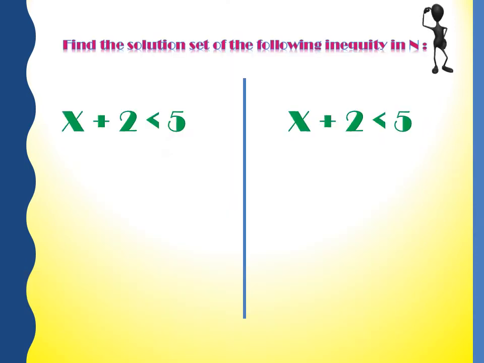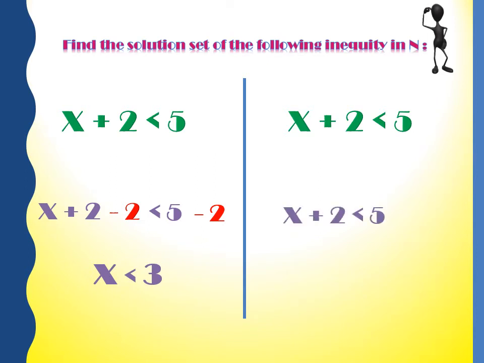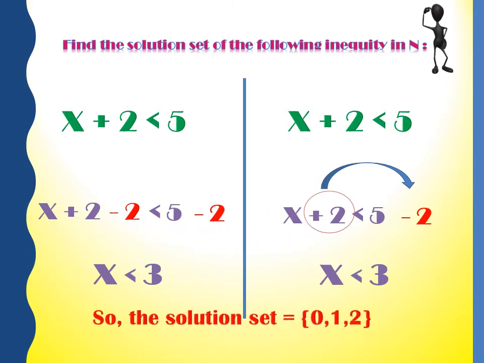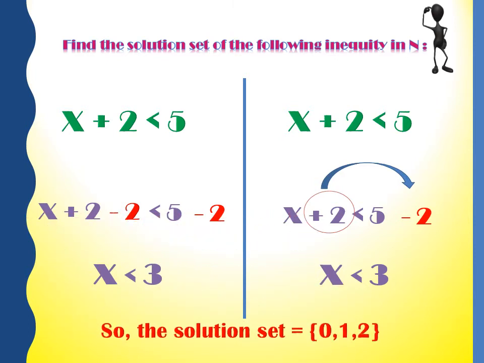How to solve the inequality? By the same way we used to solve the equation. Here I can first add the additive inverse to both sides of the inequality to have x smaller than 3. Or we can circle this plus 2, throw it to the other side, negative 2, to have also x smaller than 3. Here I need to find the solution set of the inequality in the set of natural numbers. Then the natural numbers smaller than 3 are 0, 1, and 2.